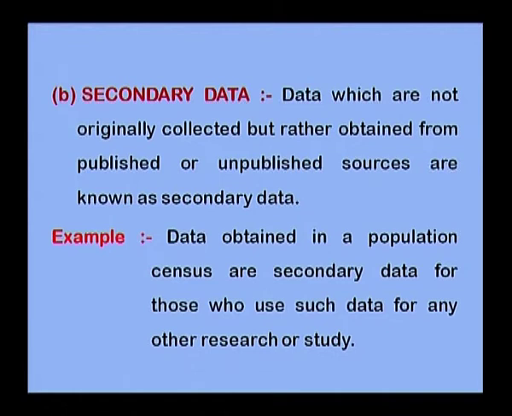Now, data obtained in a population census are secondary data for those who use such data for any other research or study. The data collected for the census purpose are considered primary data, but for any person who wants to use these data, they become secondary data.